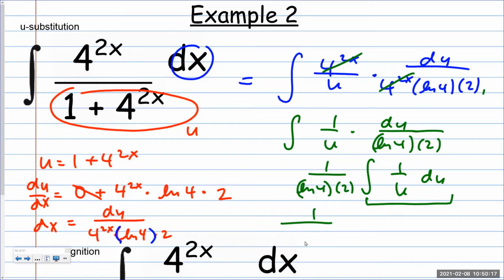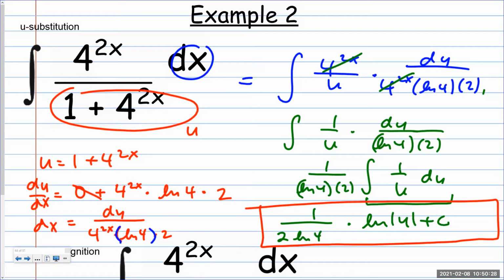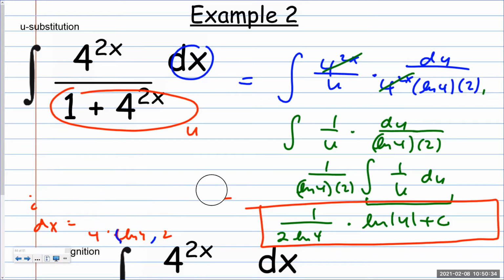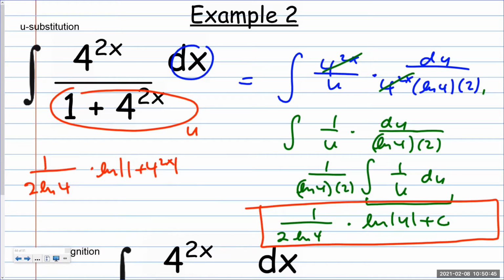So your answer is 1 over ln of 4. Actually, I'm just going to move the 2 to the front, because if you move the 2 to the front, you don't have to put parentheses anymore, times ln of u plus c. And that is a great answer. Okay, it is the wrong answer, though, because what did I make my u? 1 plus 4 to the 2x, right? So you need to come back in here. Actually, I just erased it. But this will be 1 over 2 ln of 4 times the ln of 1 plus 4 to the 2x plus Charlie. And that is a great answer.